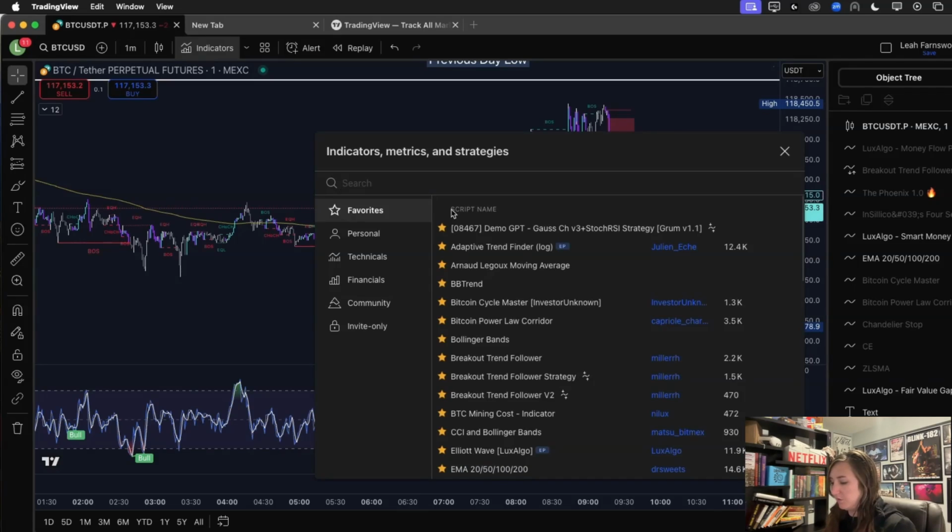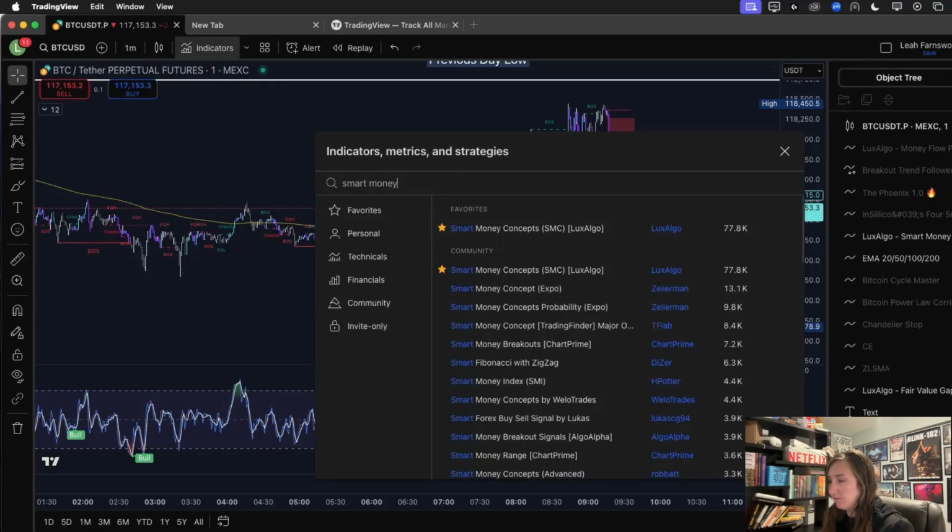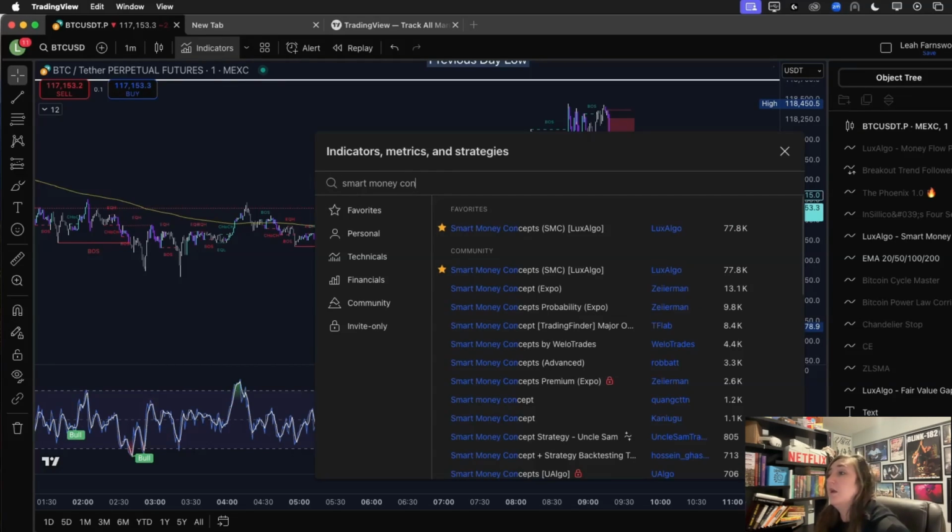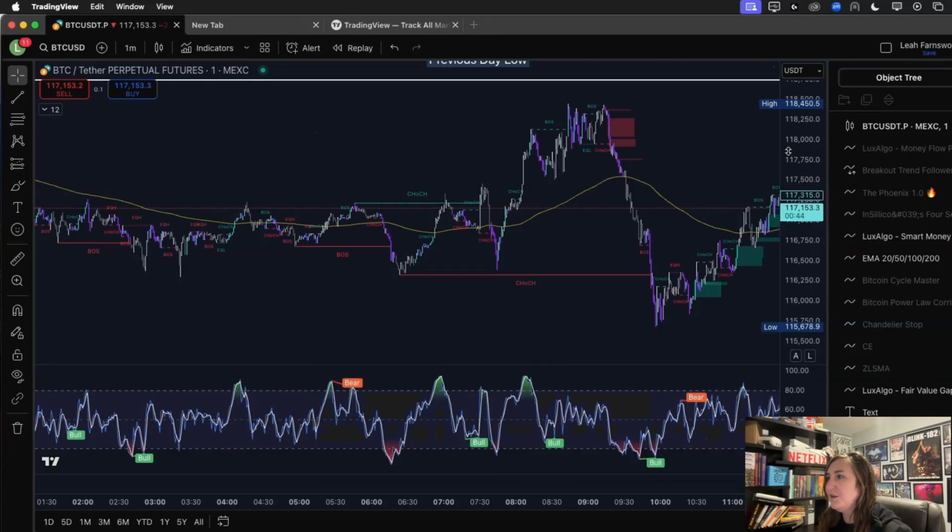I just want to show you guys this. If you just type in Smart Money Concepts, because I needed this a lot in the beginning. This was super foreign to me, right? You're trying to learn all this trading stuff. You're like, how do I tell what a change of character is and break a structure? This really helps you pinpoint it.